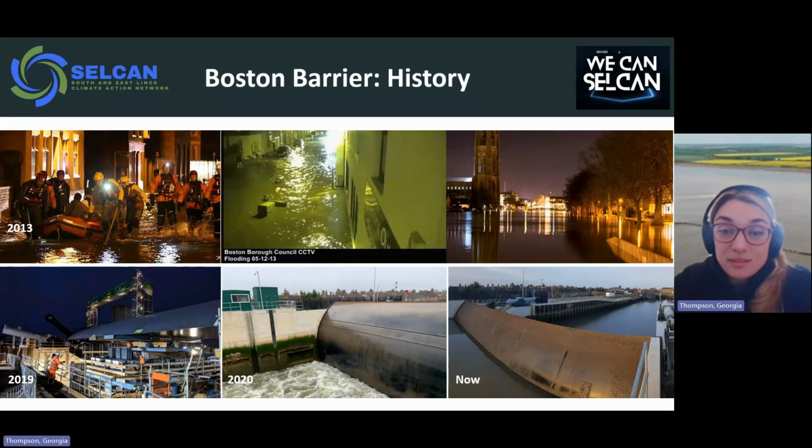So if the Boston Barrier had been in place on the 5th of December, it could have prevented the town from flooding. What happened that night galvanised the need for the Boston Barrier, and that commitment was made soon after to build it. Looking at the pictures, you can see 2013, people being rescued, the Boston Borough Council CCTV footage from that night. And then 2019, you can see the barrier after it being delivered. And then in 2020, when we used it for the first time, and this is it now.